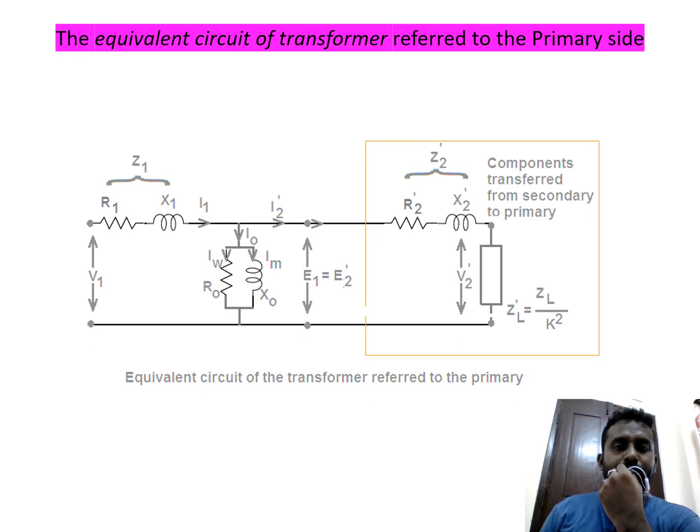So for ease of calculations, we need to transfer the circuit from secondary to primary or from primary to secondary. Sometimes we'll do primary to secondary, and sometimes secondary to primary. Now if we are looking at the equivalent circuit referred to the primary, that means the secondary components must be referred to the primary. In the secondary, there are R2 and X2. Now if we connect these components without the winding to the primary side, this is called R2 dash and this is X2 dash, and this is the load impedance ZL dash, which is ZL by K square. We'll also see the R2 dash and X2 dash values, and the rest of the circuit will remain the same, and E1 is equal to E2 dash.